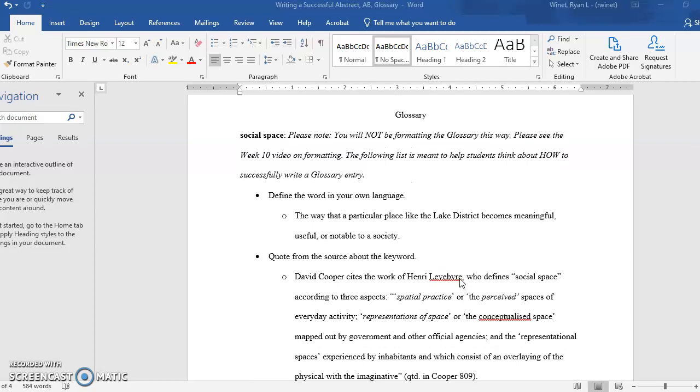And that is how you would write a successful glossary using the example of social space.